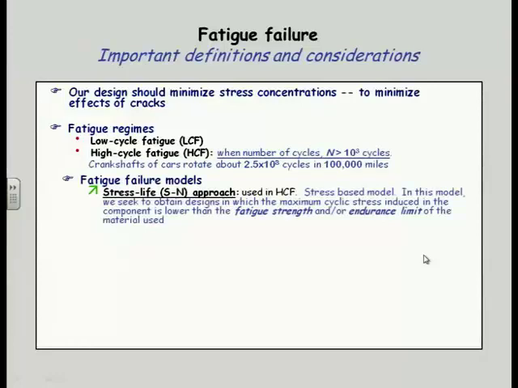So for this high cycle fatigue, which is the one we're going to pursue in detail here, we use what's called a stress life approach. In other words, it's based on the stresses in the part and the number of cycles. That's the N. N is number of cycles, S is stress.